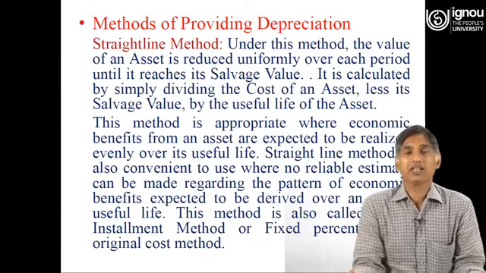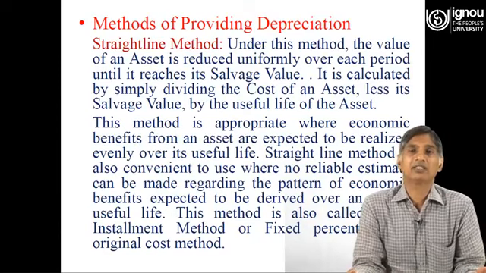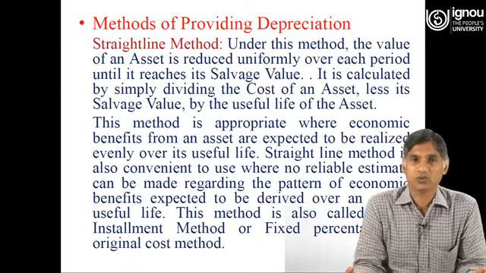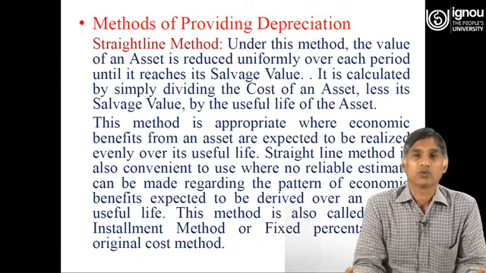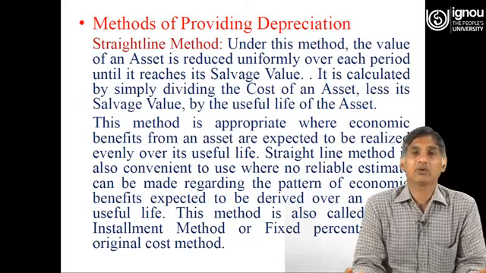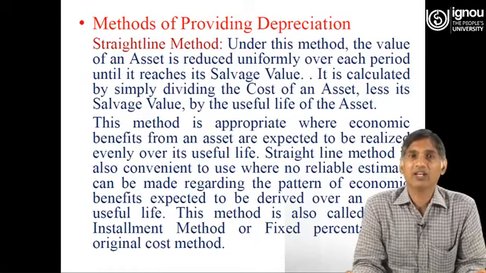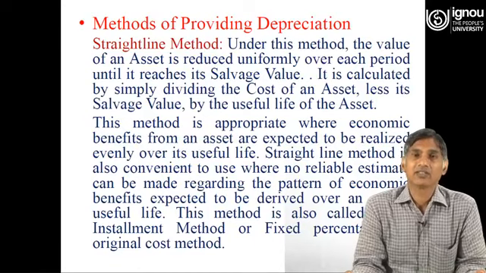So, straight line method. Well friends, under this method we have seen that the amount of depreciation remains the same over its expected useful life. So we can easily calculate the amount of depreciation. It is calculated by dividing the cost of an asset less its salvage value by the expected useful life of the asset.